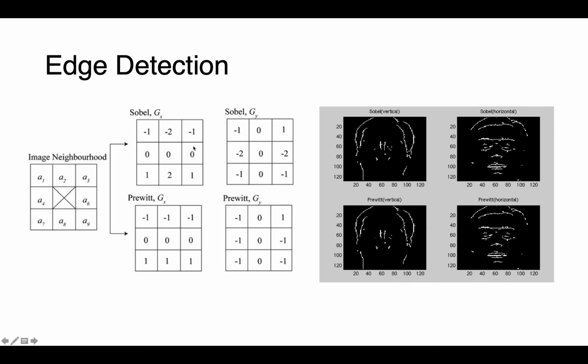Okay, let's make this a question. What type of edge can be detected by this convolutional kernel? Is it horizontal or vertical? Any volunteer want to answer?